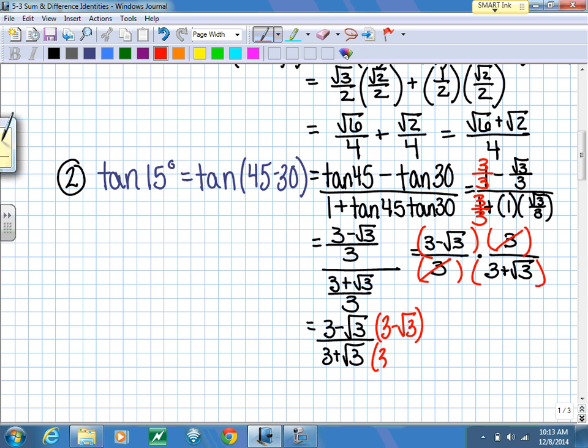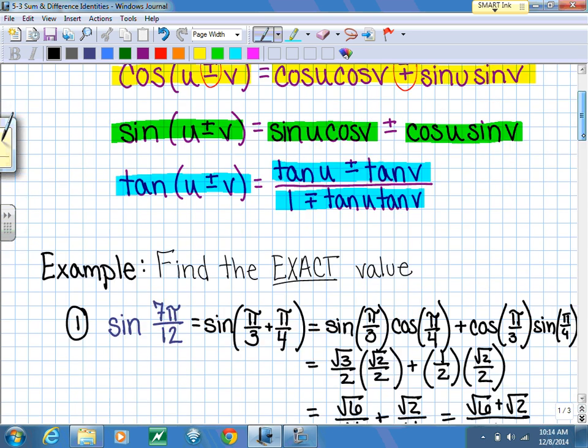You'll remember that we did that more towards the beginning of the year. By doing that, now I'm going to have to FOIL out my numerator and denominator. 3 times 3 is 9. I'm going to end up with negative 6 square roots of 3 plus 3. Negative square root of 3 times negative square root of 3 is positive 3. And then down below, my middle terms are going to cancel, but I'm going to be left with 9 minus 3.